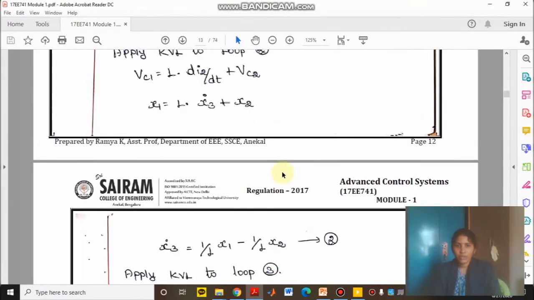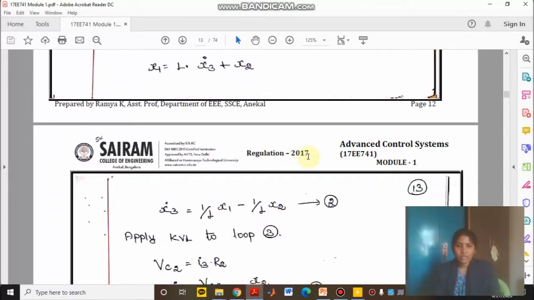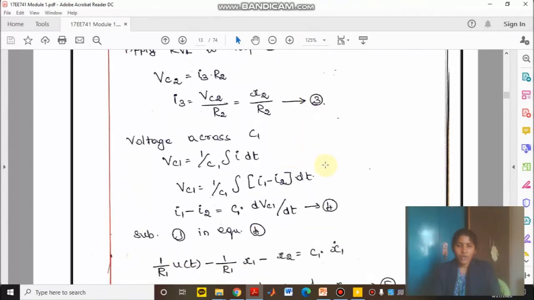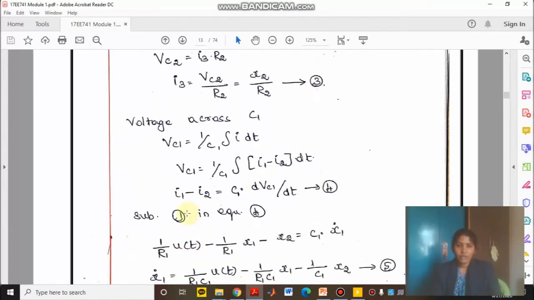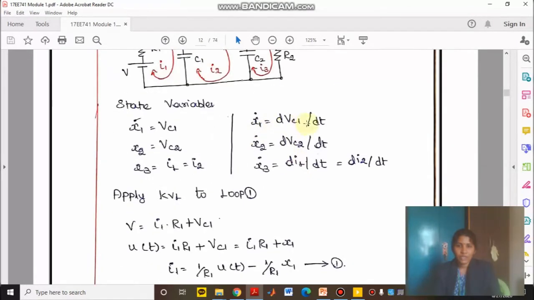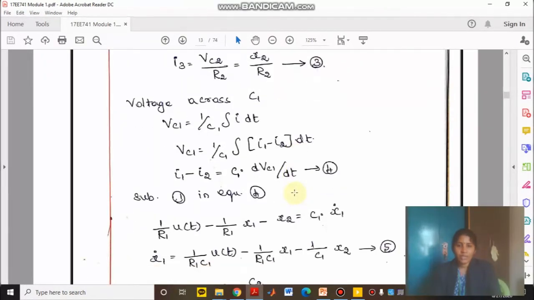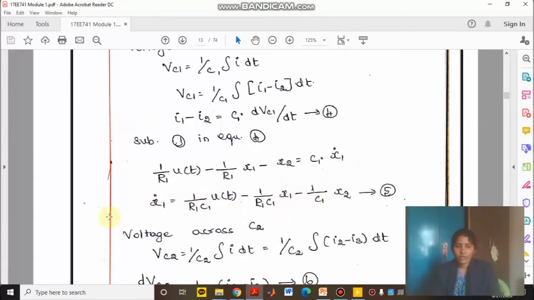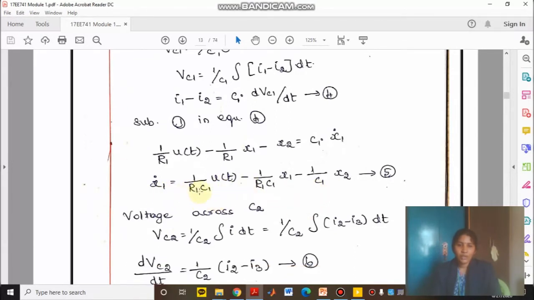We also know the value of I1 and the value of I2. So I2 is nothing but your state variable. So I1 minus I2 is equal to C1 into dVc1 by dt. dVc1 by dt is nothing but your state variable, that is x1 dot. So from this you can identify your x1 dot. When you frame the equations x1 dot, x2 dot and x3 dot, the equation has to be completely in terms of only the state variables and input variable. No other constant parameters can be there. So after solving this, you will get x1 dot.